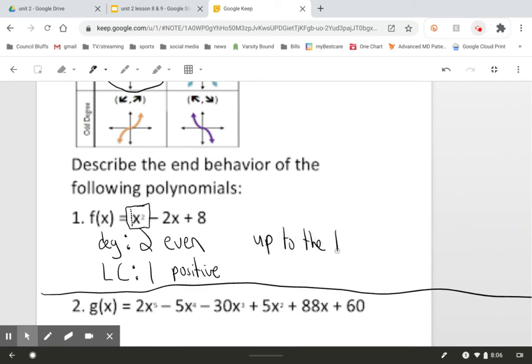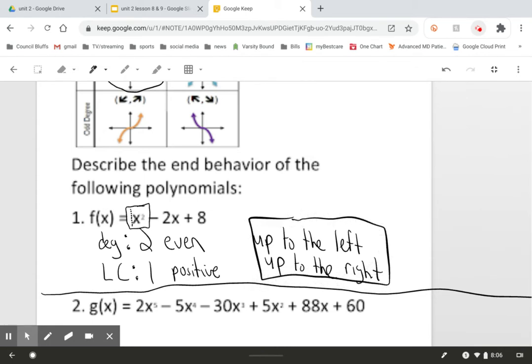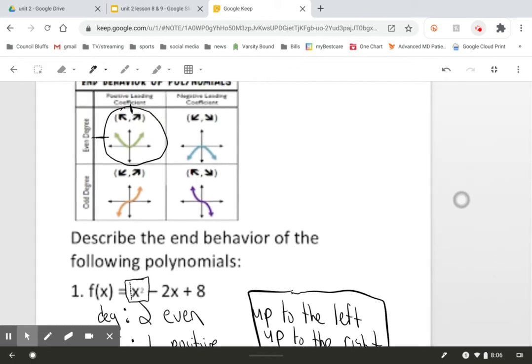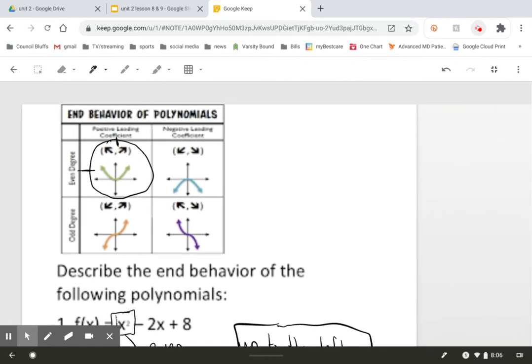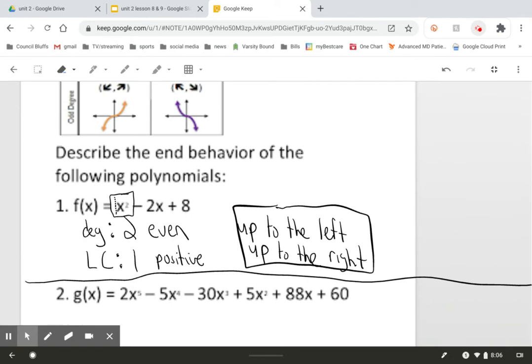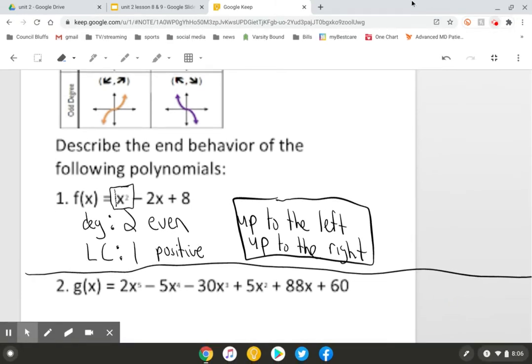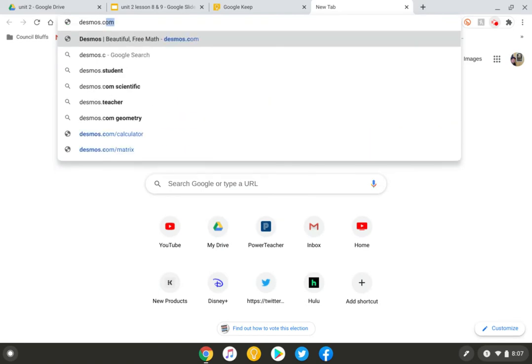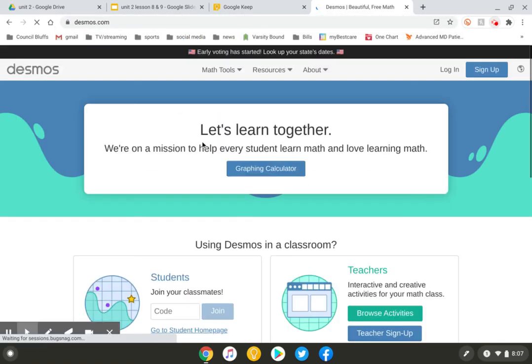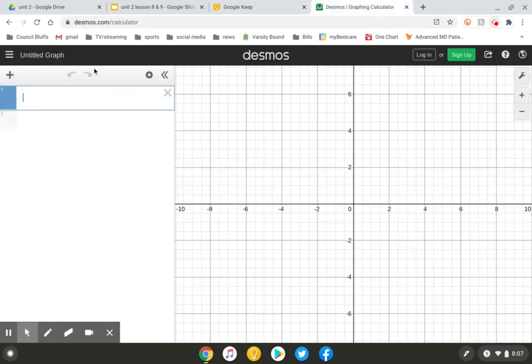Up to the left and up to the right. This right here is the end behavior of that polynomial. Okay, that right there is the end behavior. So let me erase this. Okay, and the good thing about this is you can check on Desmos. So let's take that polynomial and let's graph it on Desmos. So I will graph x squared minus 2x plus 8.